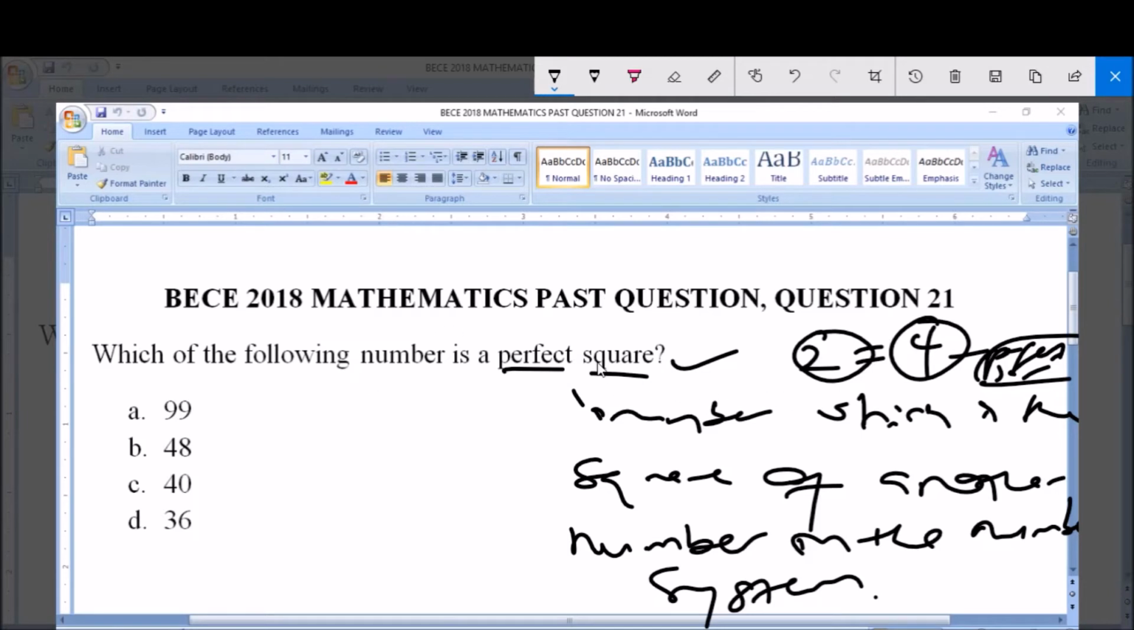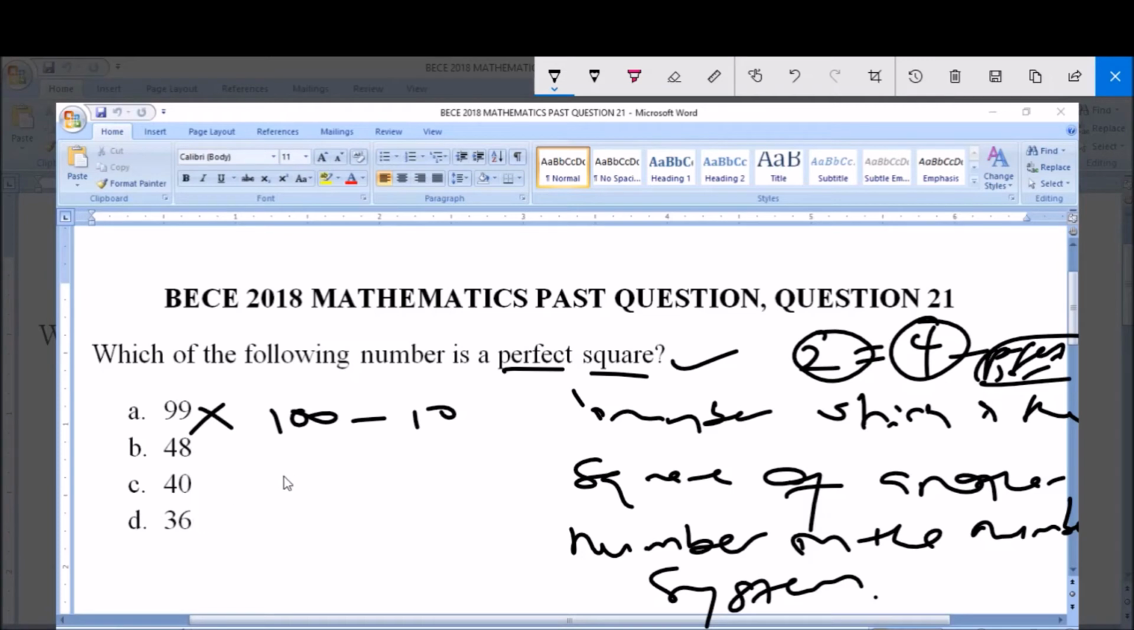Now the question says you should find which of the following is a perfect square. A here says 99, and in the number system there is no number whose square will give you 99. The closest number to 99 which is a perfect square is 100, which is the square of 10. So 99 is not a perfect square.